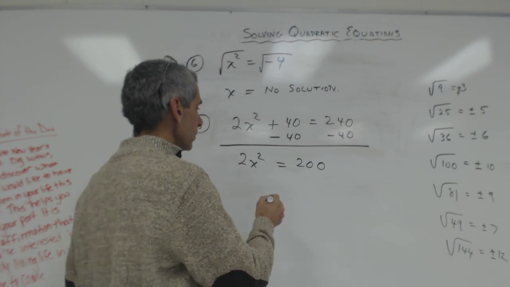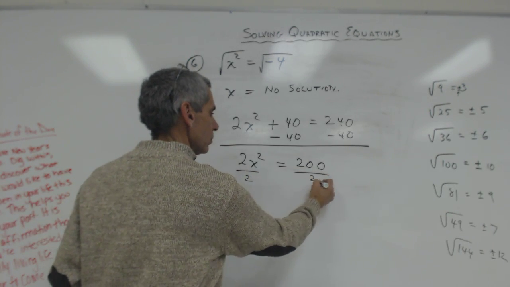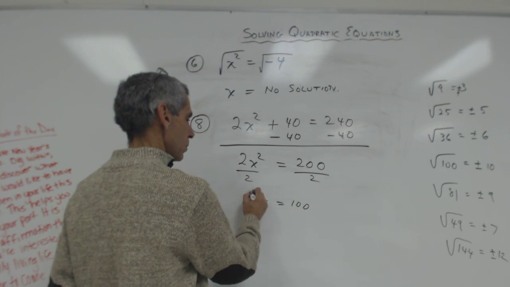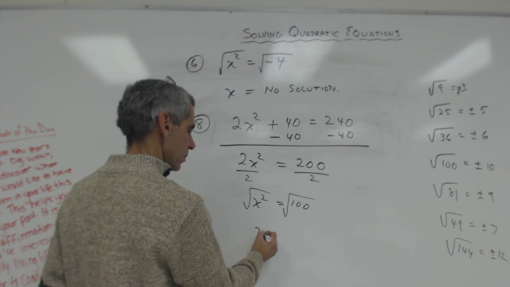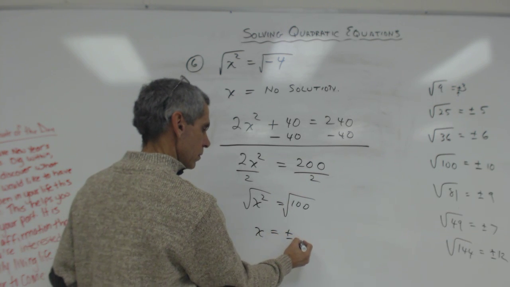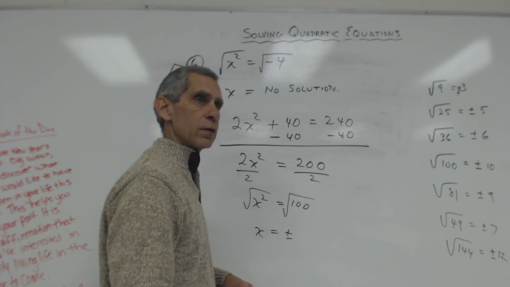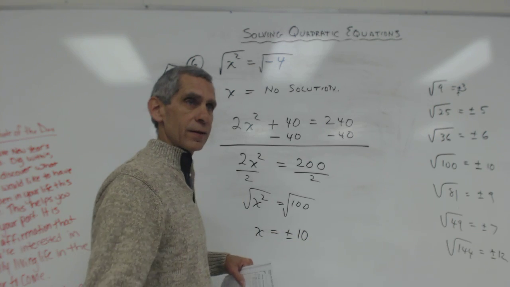Then you divide by 2, x squared equals 100, and then you square root that, and you're going to get x equals plus or minus, I forgot what to do. What times what equals 100? Oh, 10. There you go. That's it. You did it.